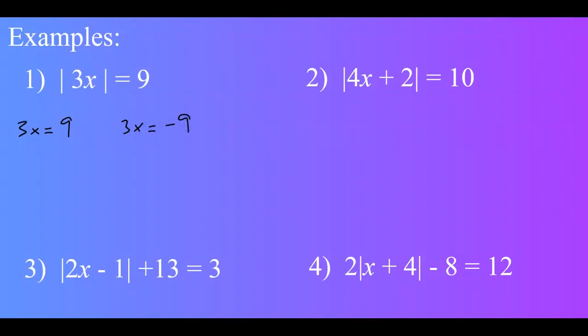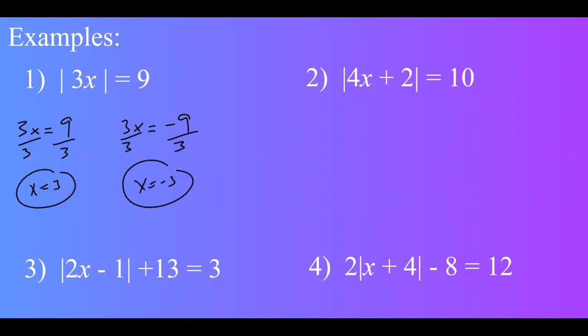Because we know if we take the absolute value of 9, we get 9. If we take the absolute value of negative 9, we get 9. So 3x could be either of those. And then we just solve each of them like we would in Algebra 1. So in this case, we get x equals 3. That's one solution. And divide by 3 here. X equals negative 3. That's our other solution.